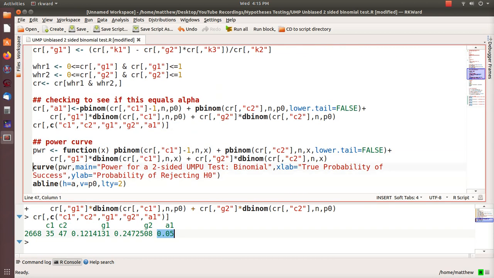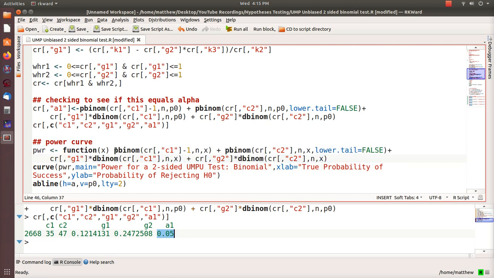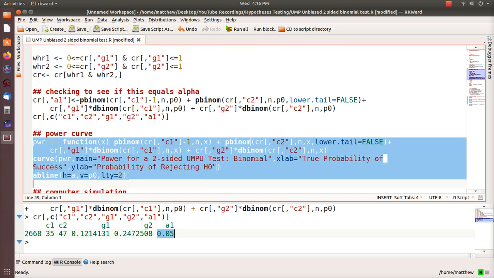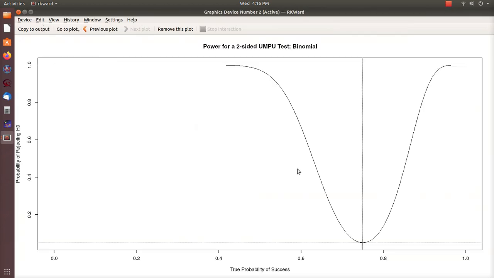Now let's calculate the power curve for this test. Notice in this function, pbinom is the cumulative distribution function, and so we pick a point, C minus 1, n is the size of the binomial, and P is the probability of success. Notice our test function is a function of that probability P. When we plot the curve for these lines, it looks like this. This is the power curve for this hypothesis test.